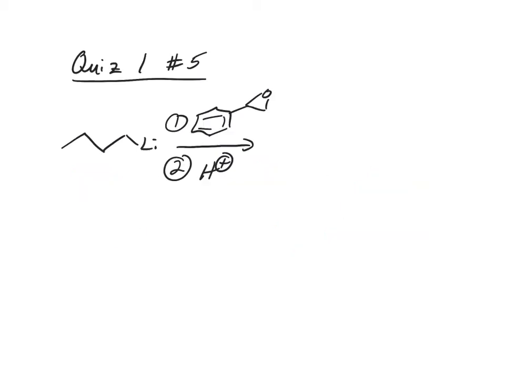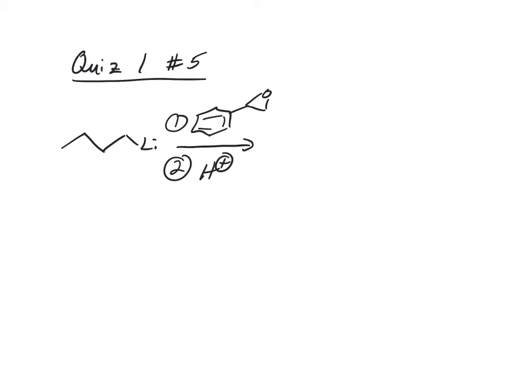All right, taking a look at quiz number 1, number 5. So, a quiz from this year, from 2018. We have an epoxide and an organolithium. That's step 1, and then step 2 we have H plus and acid.